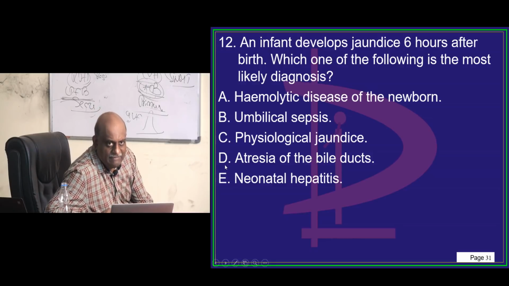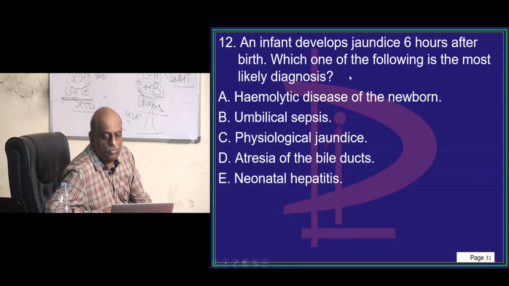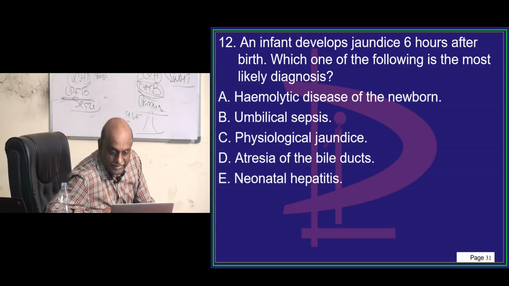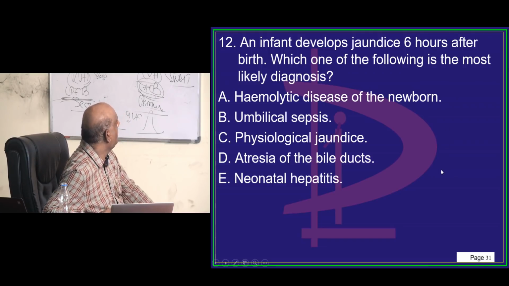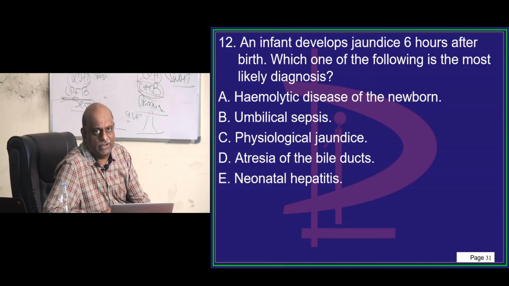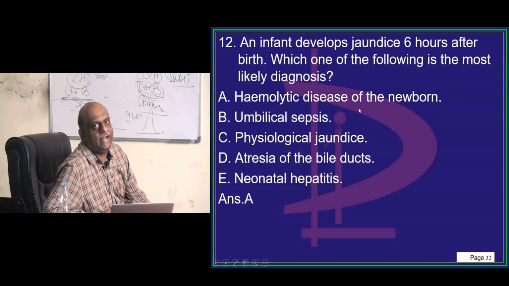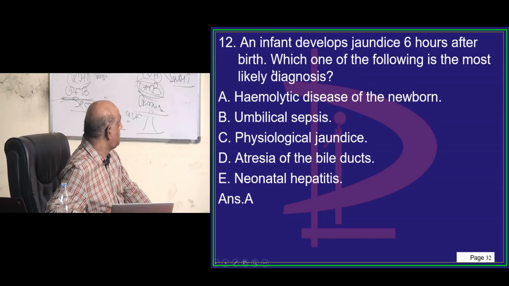Now, an infant develops jaundice 6 hours after the birth. What is the most likely diagnosis? That is my question to all of you. Most likely diagnosis. Satya is proposing A. So, any jaundice within the first 24 hours is pathological. That is the reason hemolytic disease of the newborn is implicated as a cause of jaundice 6 hours after the birth.